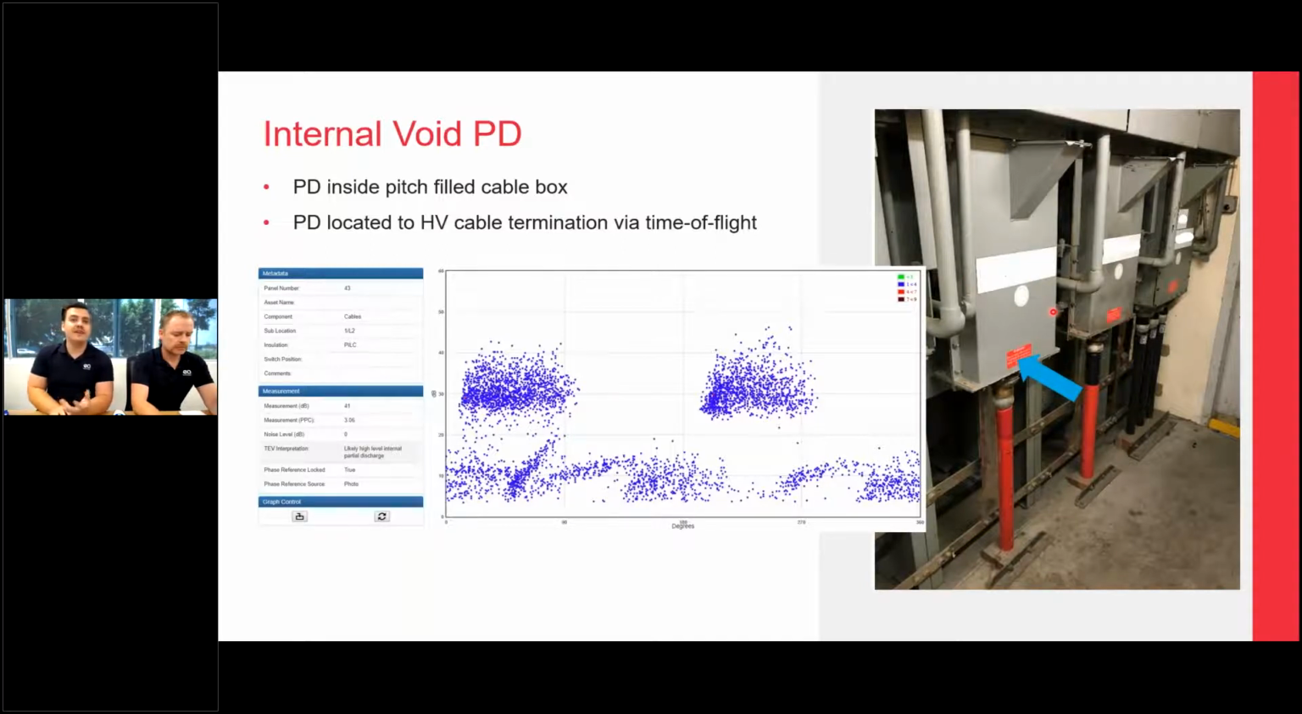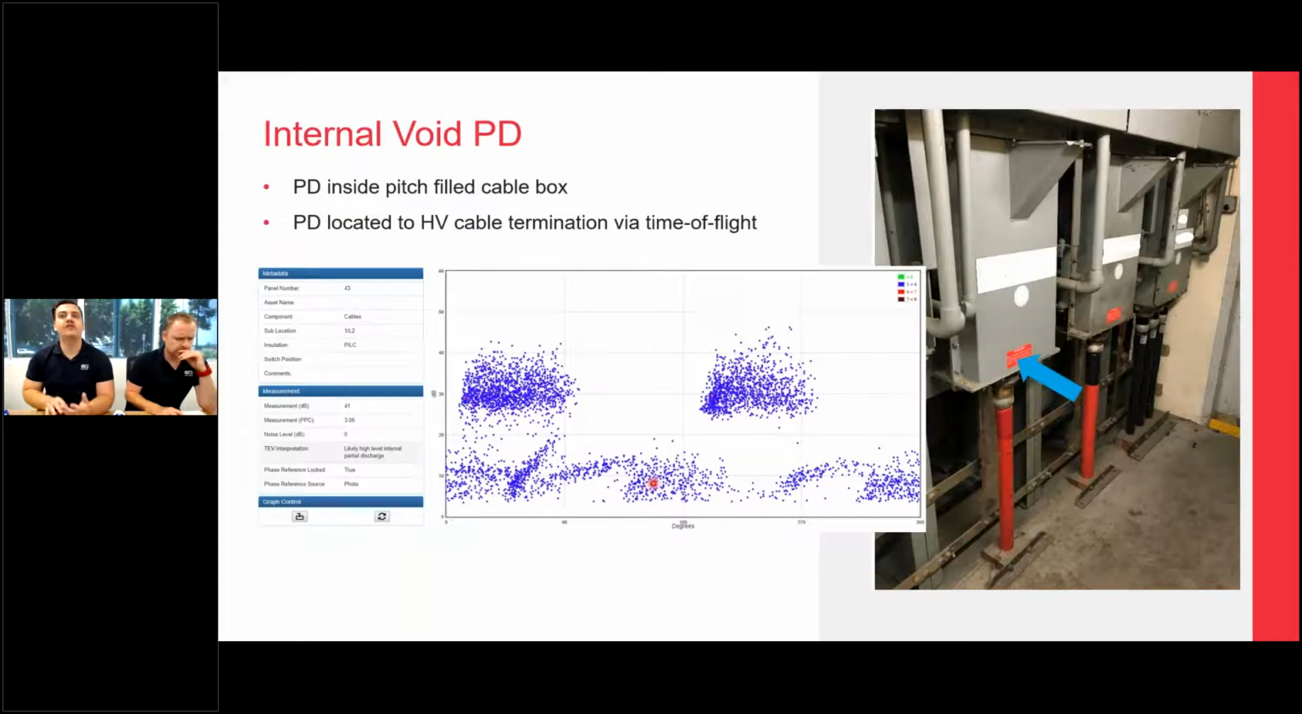When we look at the phase resolved pattern for this, you can see multiple different PD sources. The most pressing one was this cluster here, or these two clusters, up at around the 30 to 40 dB mark, a high level TEV source. But not only that, at the bottom you can see multiple different TEV PD sources, all in different phases.